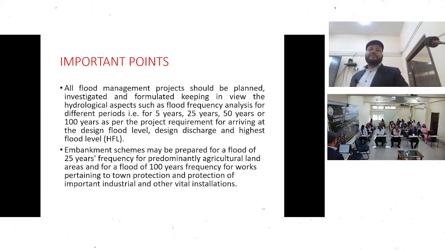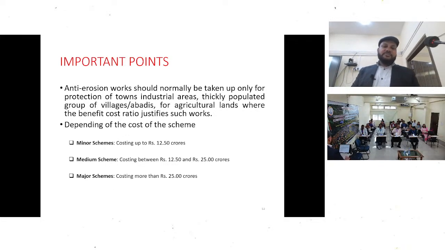An embankment scheme may be prepared for a 25-year flood frequency for agricultural land. If we have to save agricultural land or small things, then we will take 25 years, and a flood frequency of 100 years for a town. If we have to save a big town, then it should be 100 years. And anti-erosion work should normally be taken only for protection of a town, industrial area, or thickly populated group of villages or abadis. For agricultural land, it is taken where the benefit cost ratio is justified, meaning it should be more than one.